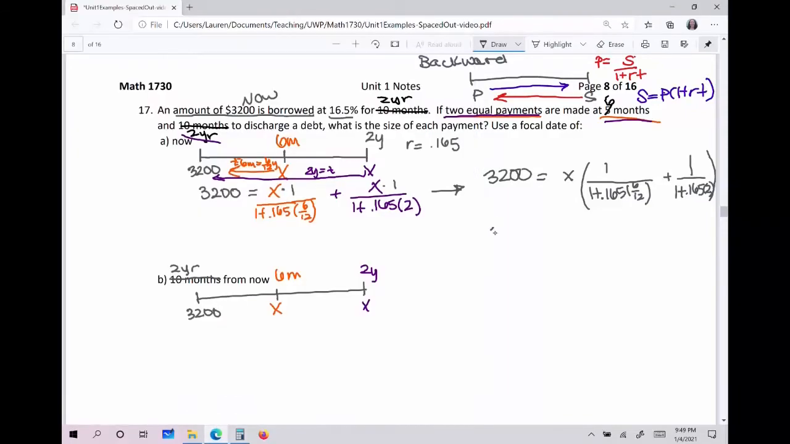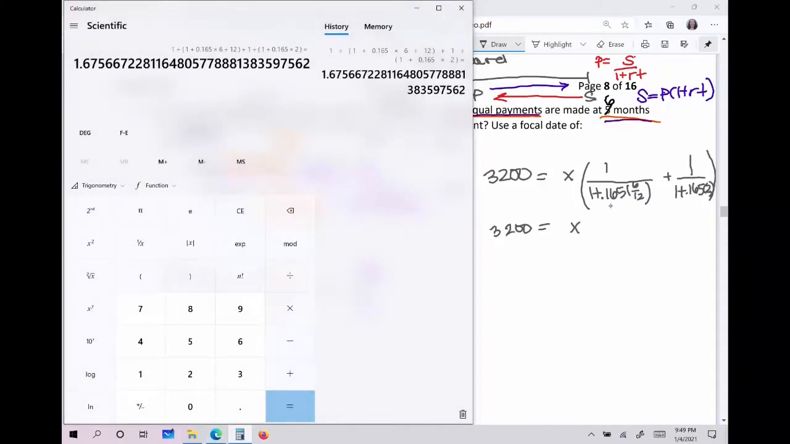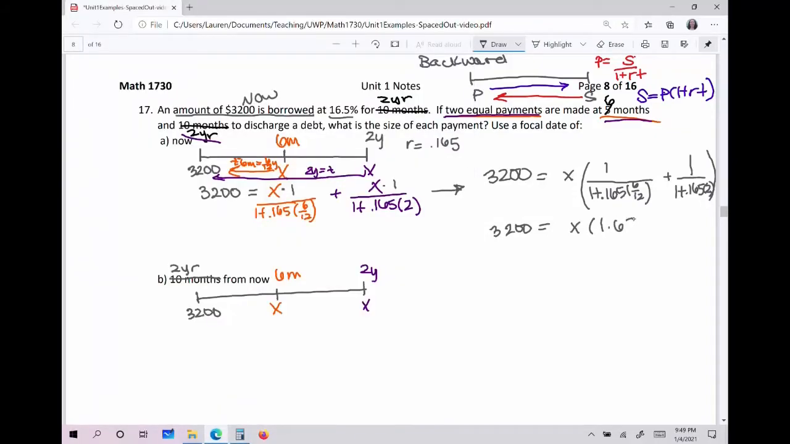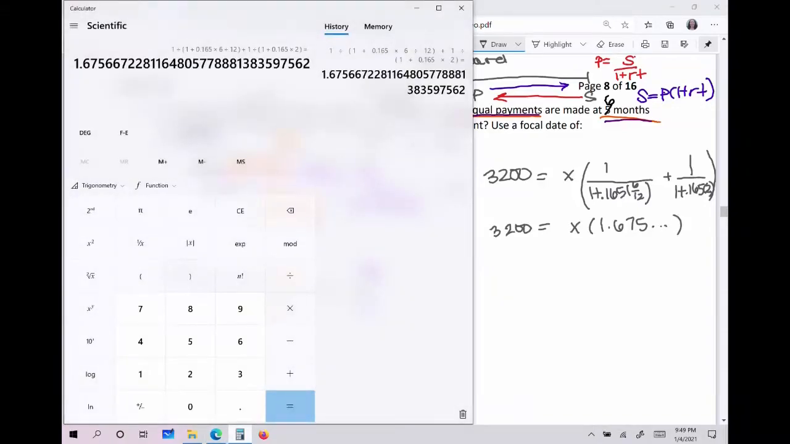So that means our coefficient is going to be 1.675. And it's a big ugly decimal that's going to repeat, but again, we're not going to round that. We're going to store it in our memory. And then we're going to take 3,200 and divide that by that value.